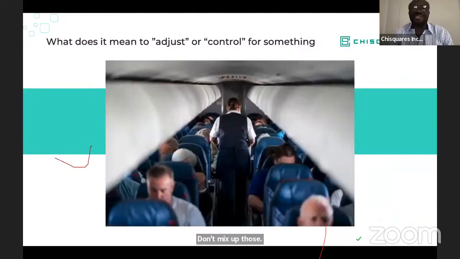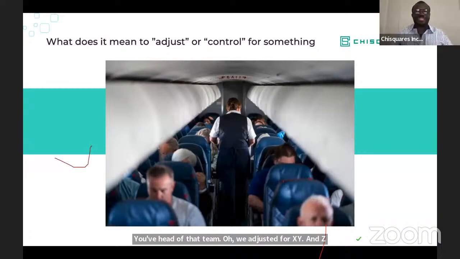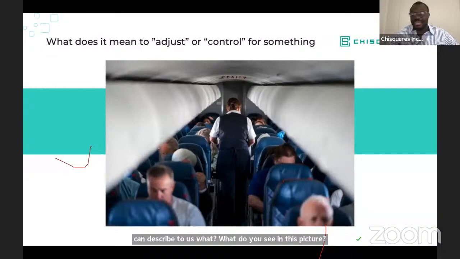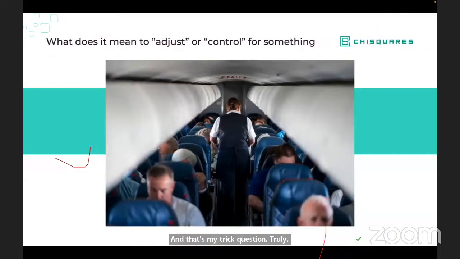So what does it mean to adjust? I'm sure if you read any scientific literature, you've heard that term. Oh, we adjusted for X, Y, and Z. We controlled for X, Y, and Z. What does it mean? Well, this is the best picture I can think of to explain what adjust means. So, who can describe to us what you see in this picture? And that's not a trick question, truly. What do you see in the picture?